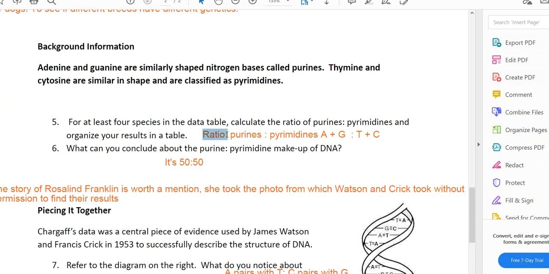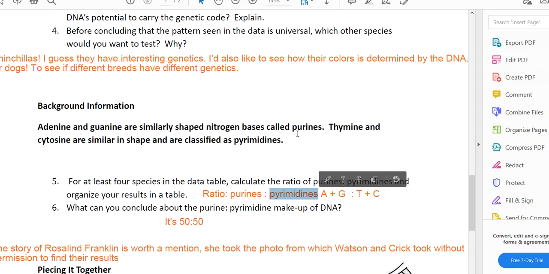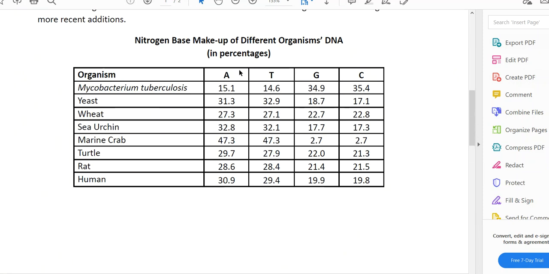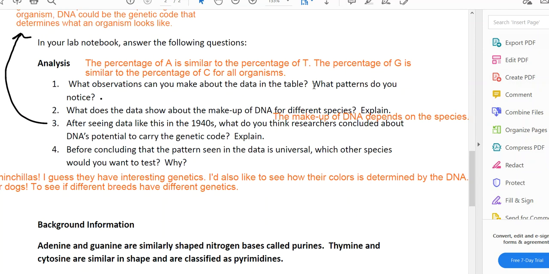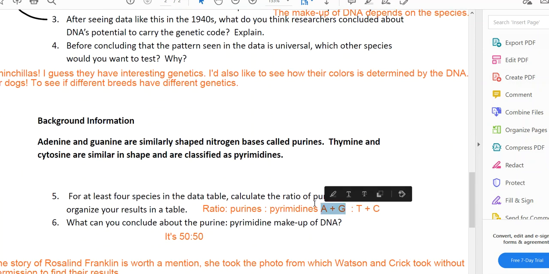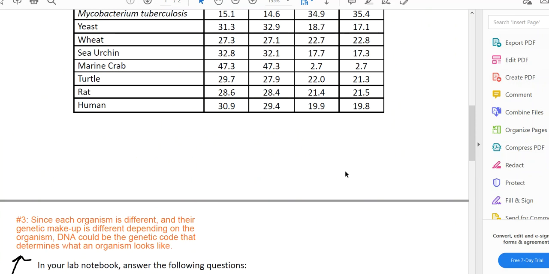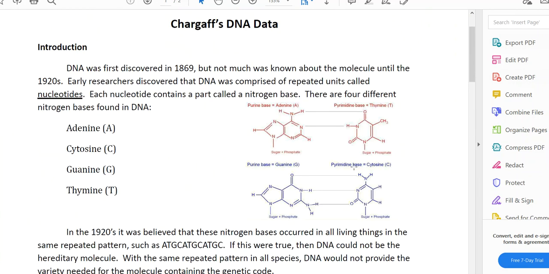So this next little bit is a little bit of math, but what you're doing is looking at the ratio of purines to pyrimidines. And so A and G are both purines, and T and C are both pyrimidines. So what is a purine and a pyrimidine? If you go back to the top, you can see that a purine has 2 rings and a pyrimidine has 1 ring.